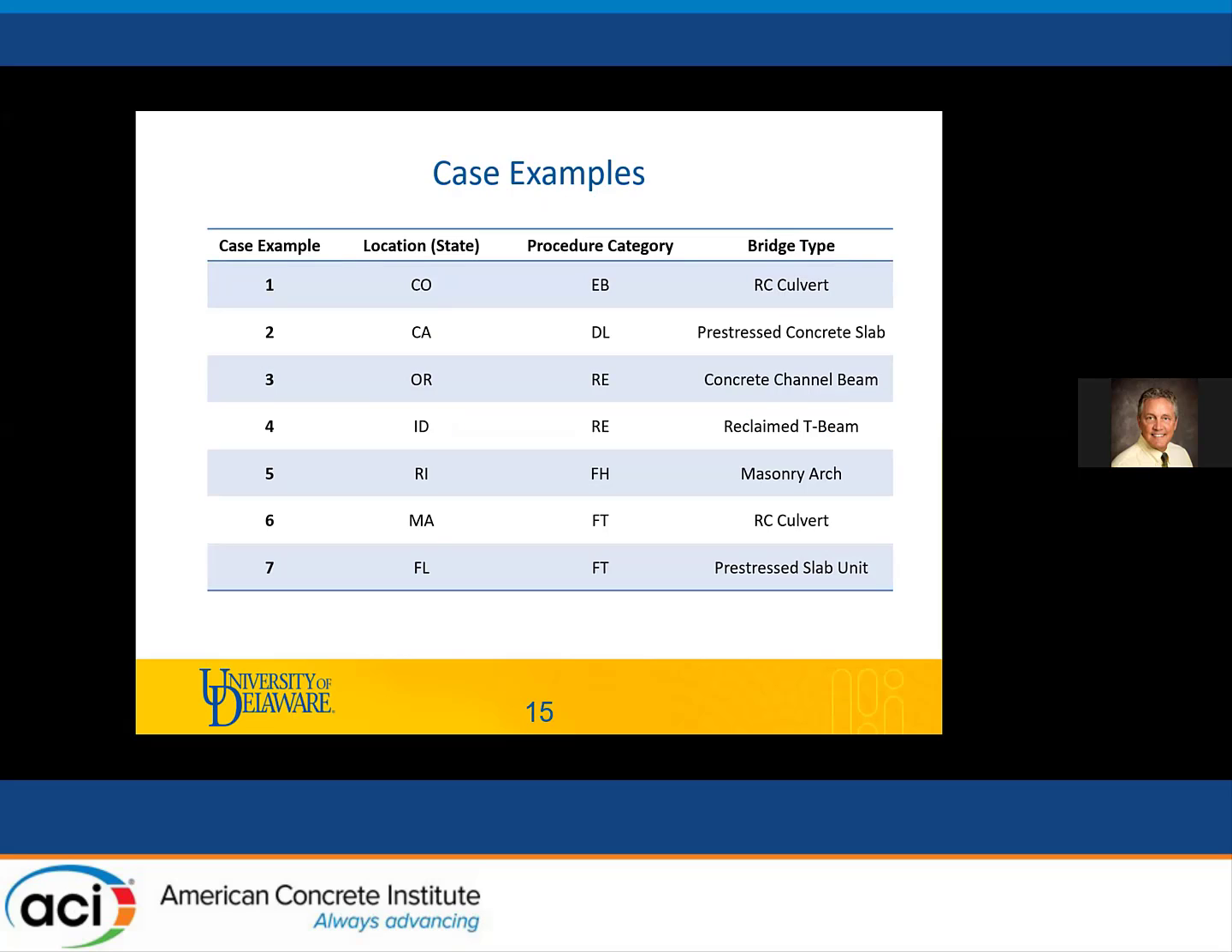Moving on to the case examples that we've presented in the project final report. We received 24 examples from 14 different states, and from those we selected 7 cases to provide narratives and details on. You can see the 7 cases here. They cover all 5 of the areas that we have, and all of them, except for the one masonry arch, are concrete structures. So I'm not going to go through all of them. I'll just go through several of them.